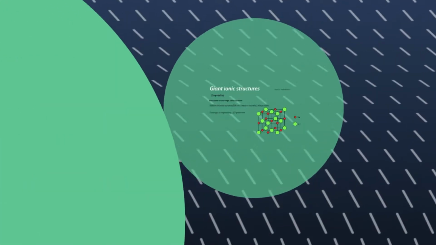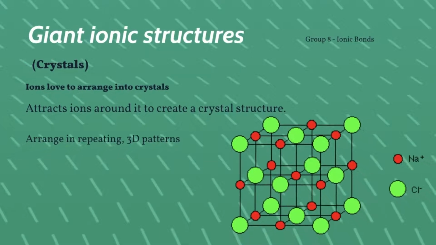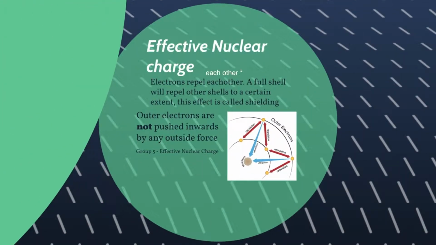These ionic structures build 3D networks known as ionic lattice structures, or crystals, which you can learn more about in Group 8's video. Another aspect, effective nuclear charge, is the net force of attraction exerted on the outer shell electrons, accounting for what is known as a shielding effect. Learn more about that in Group 5's video.